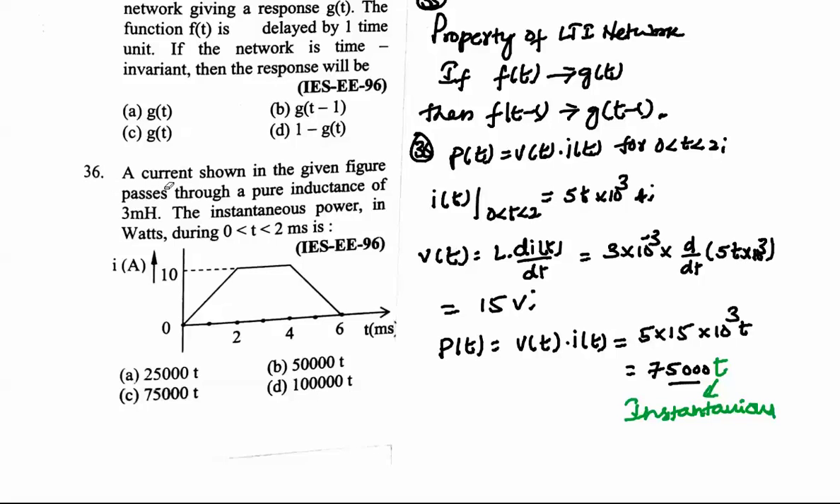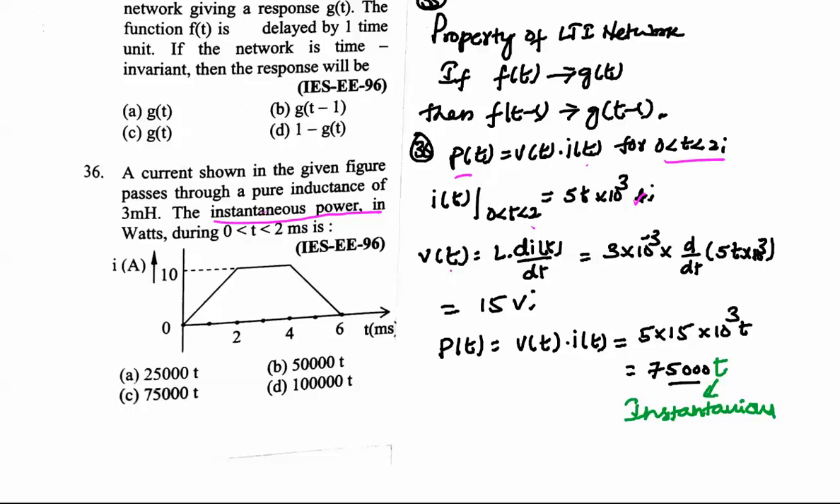Next problem. The current shown in the given figure passes through a pure inductance of 3 millihenry. Find the instantaneous power in watts during 0 less than t less than 2. Here friends, the important thing is that they asked for instantaneous power. In order to solve this, P of t is equal to V of t into I of t for the time period mentioned, 0 less than t less than 2. So I of t for 0 less than t less than 2, you will get from the slope of this waveform as 5t into 10 power 3 amps here.